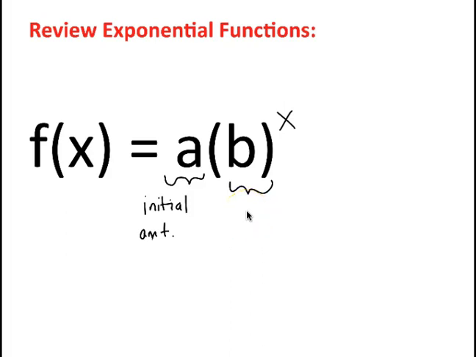The b term is always going to represent the multiplier. Because remember, when we look at a table and we're focusing on the x and y terms, the y terms are always going to be multiplied by the same amount. And that tells us that something is exponential because it's being multiplied by the same amount each time. It's growing at a constant rate because it's being multiplied by that same amount each time. And that multiplier is represented by this term b. It also lets us know if we have exponential growth or decay.